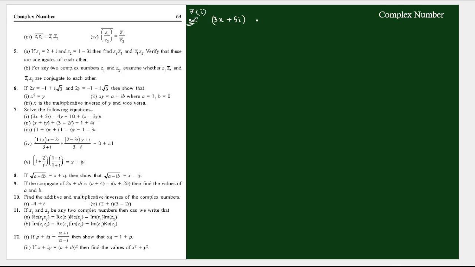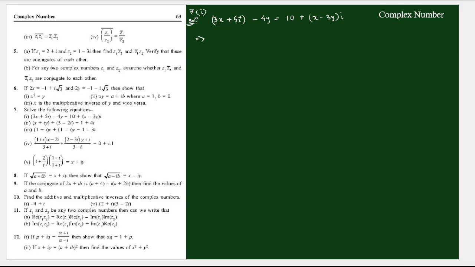Two complex numbers are equal if and only if the real part of one complex number is equal to the real part of the other complex number, and the imaginary part of one complex number is equal to the imaginary part of the other complex number. So we need to separate the real and the imaginary parts first.